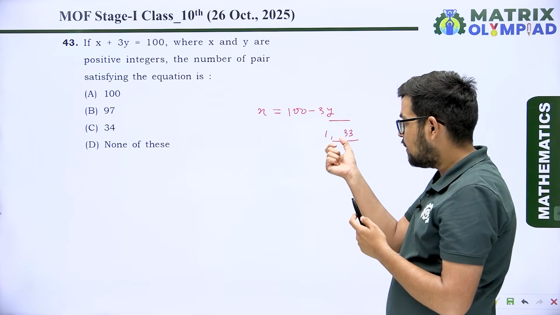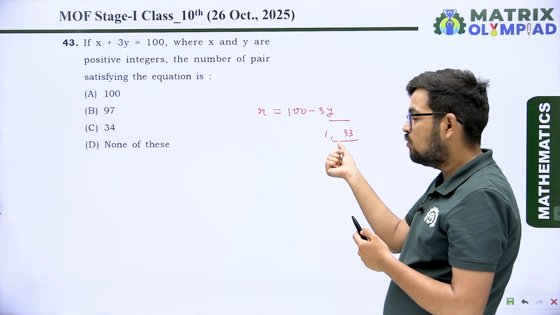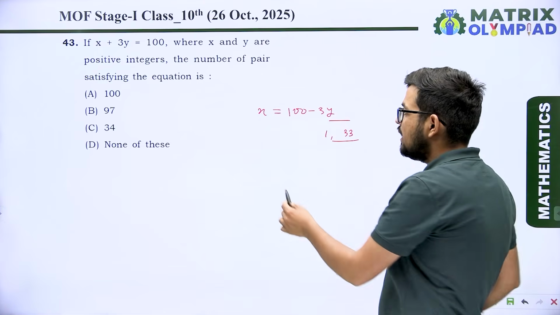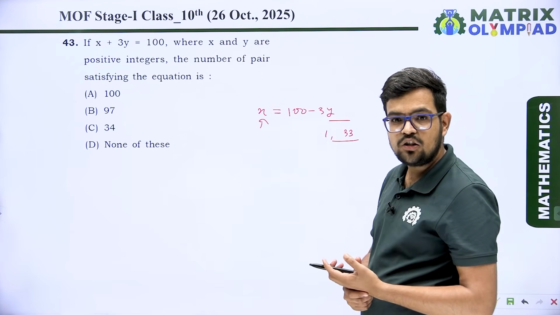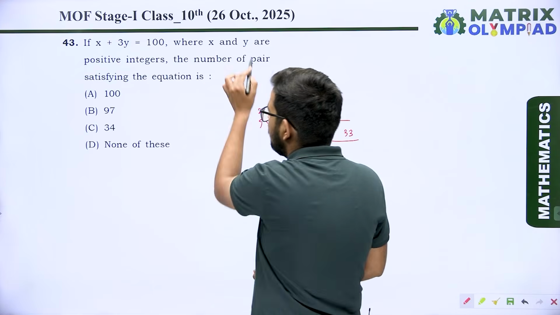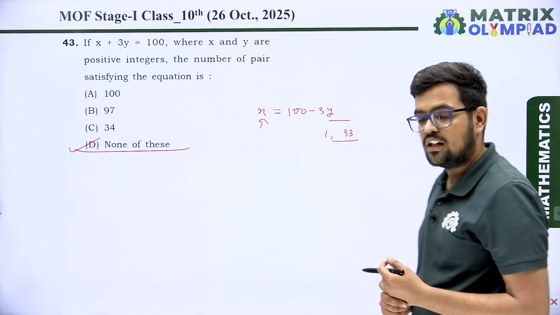So the number of pairs of y will be 1, 2, 3, 4, 5, 6, 7 up to 33, and till that you will get x as a positive integer. So the number of pairs will be 33, but none of these options is there. So option D will be the correct answer.